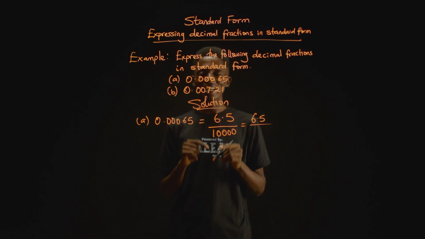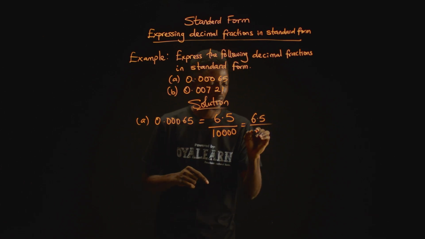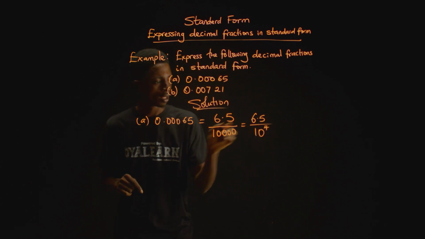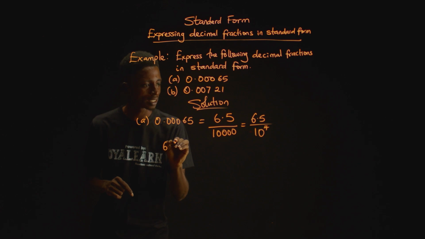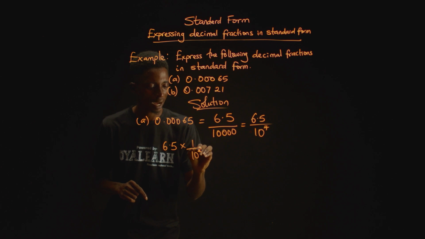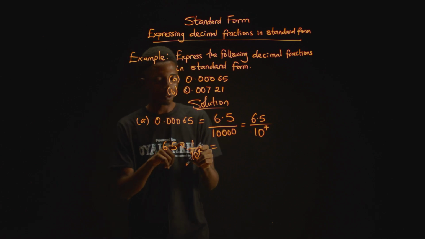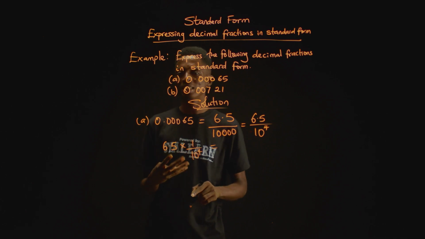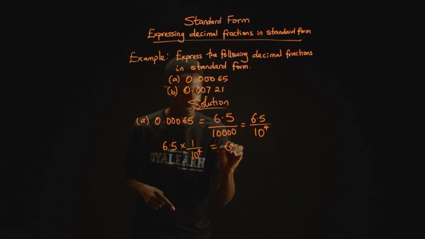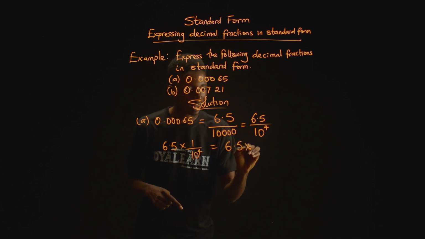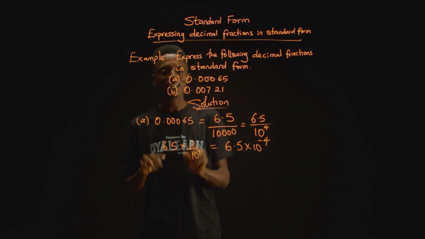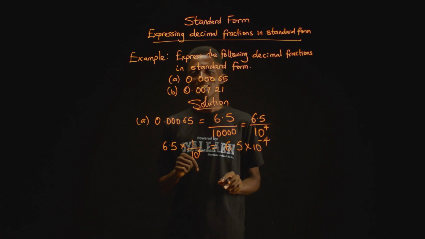Now let's write this in index form. That will be 10 with the power of 4. Now from here we can then have it as 6.5 multiplied by 1 over 10 raised to the power of 4. Now we would write this as a negative index following our law of indices. So that means we'll have 6.5 multiplied by 10 raised to the power of negative 4. And that is how we express this number in standard form.